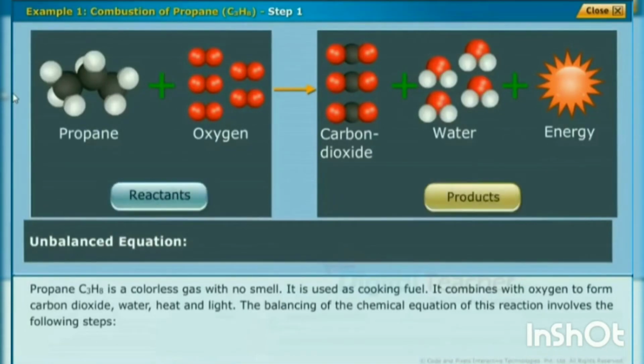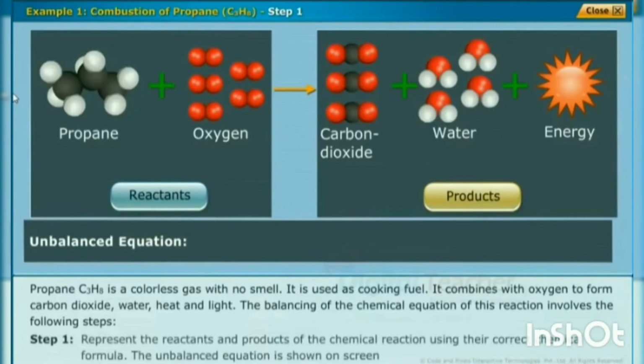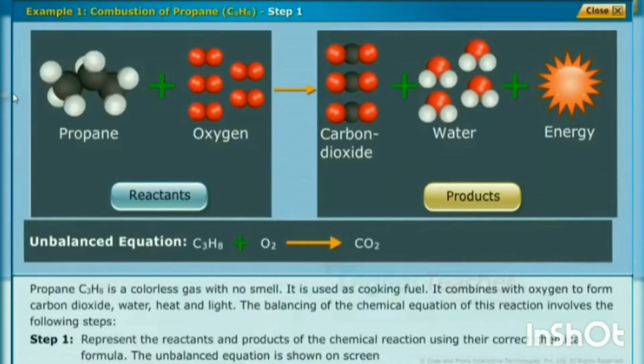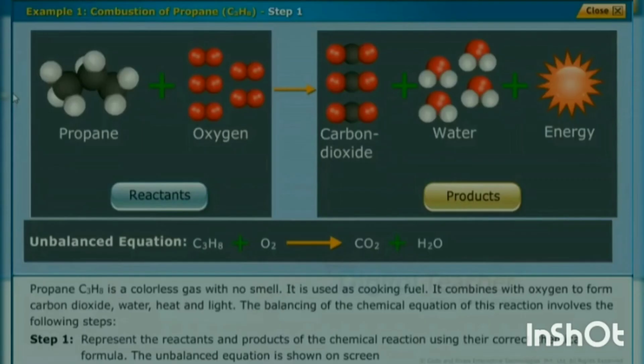Step 1. Represent the reactants and products of the chemical reaction using correct chemical formulas. The unbalanced equation is shown, where C3H8 plus O2 gives CO2 plus H2O, plus heat and light that are evolved.